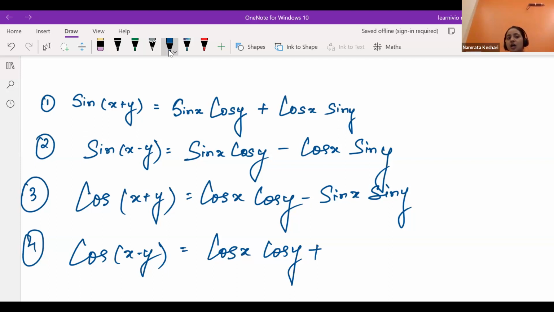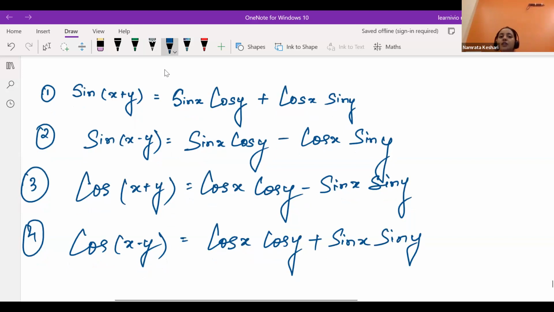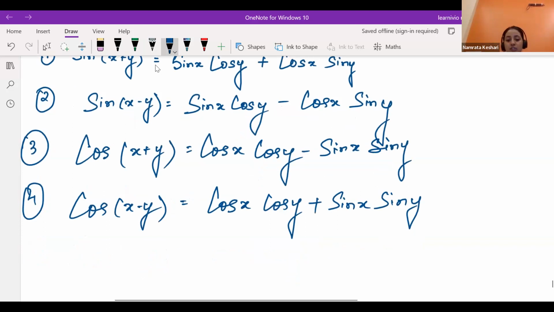Shiza, we have just started with this formula. Yes, ma'am. Today we'll be discussing more formulas, but along with that, yes, we'll be doing questions also. The questions which are based on proof. So let's do this question first.